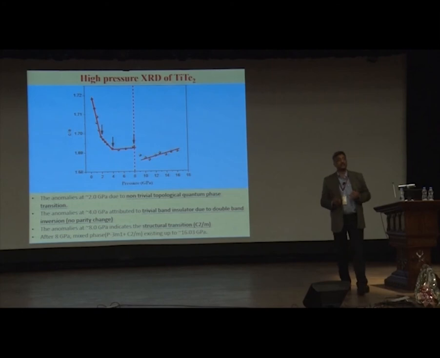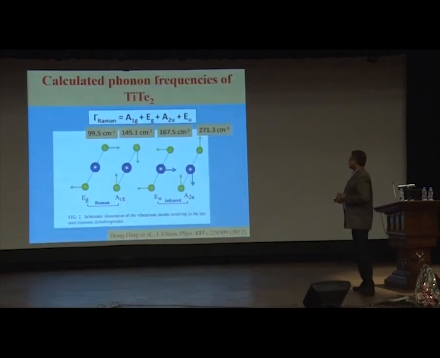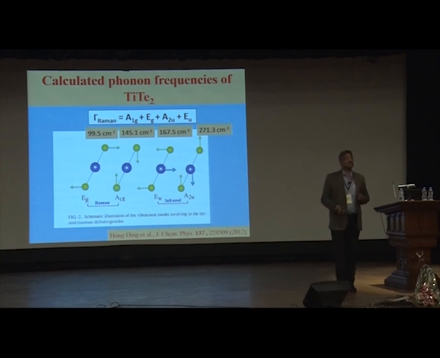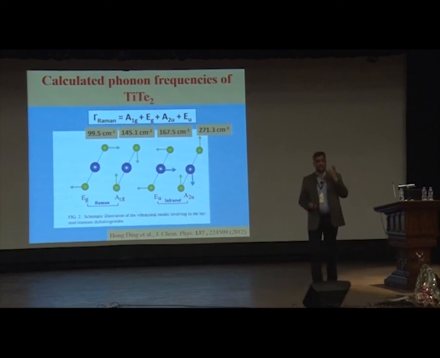We wanted to check what is happening, because the C by A ratio is changing in this system. So we went ahead and did Raman on this. It is very easy to calculate the Raman modes in this system. If you do the factor group analysis, you can see that it has two Raman active modes, A1G and EG, and A2U and EU are the IR active modes. This is the depiction of the vibrations associated with them, and these are the frequencies. So this is a very easily calculable and well-characterized system.